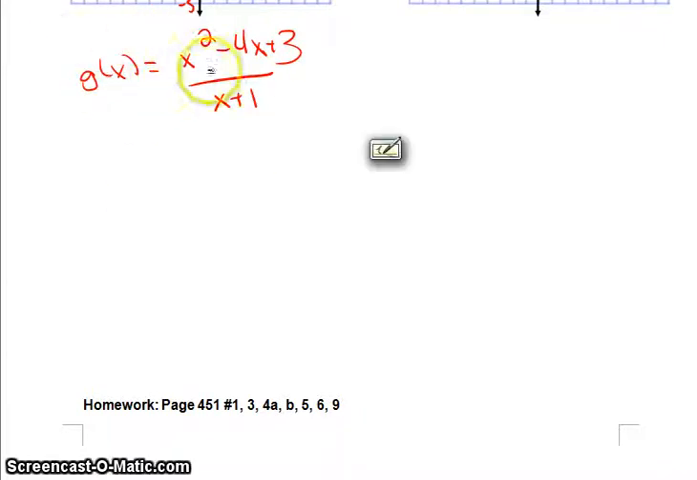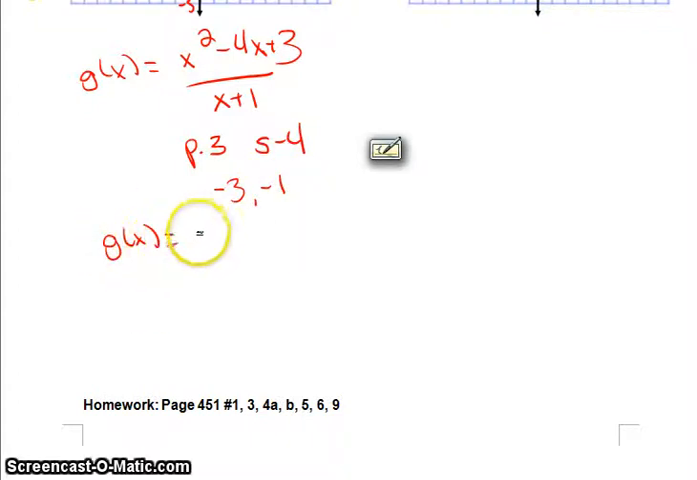So factoring our numerator, our product is 3 and our sum is negative 4. So the numbers that will work with that are negative 3 and negative 1. So g of x is equal to x squared minus 3x minus x plus 3, all over x plus 1.